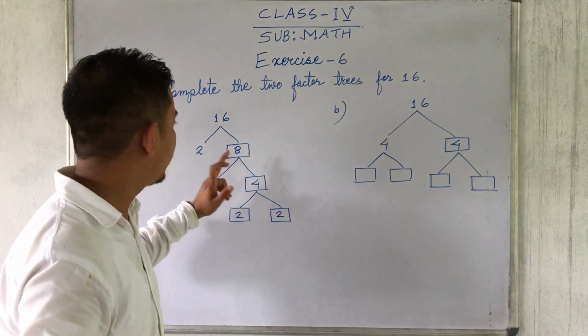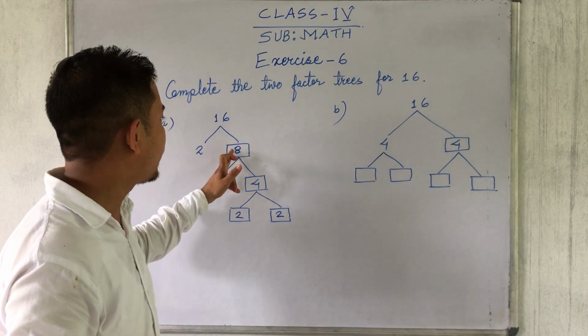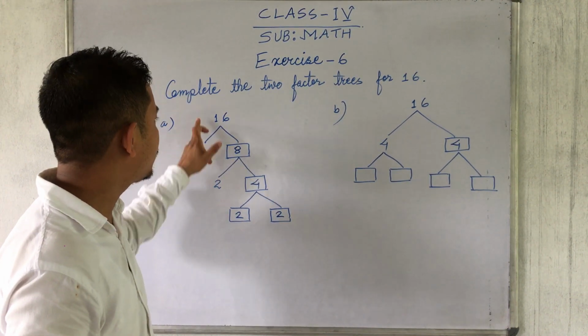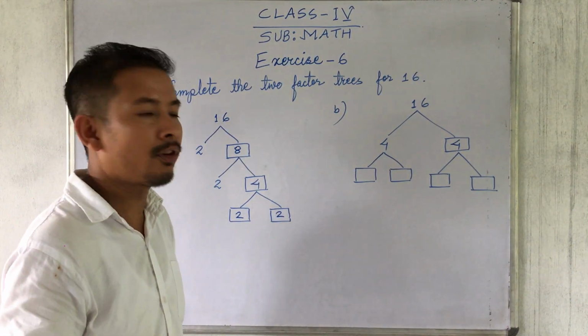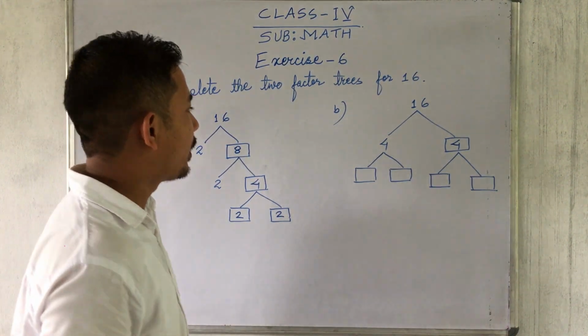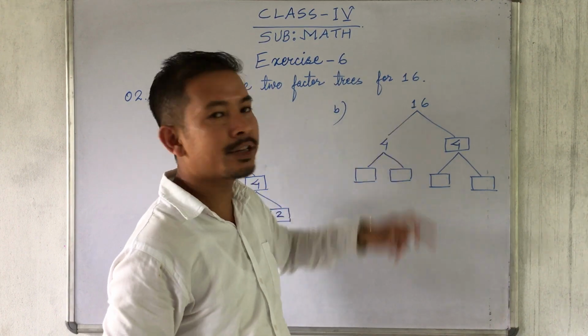We know the table. That's why I have written 8 here, because 8 times 2 is 16. If you don't know the table, you cannot find it out. Okay, this is the way. So 4 times 4 is 16 here.